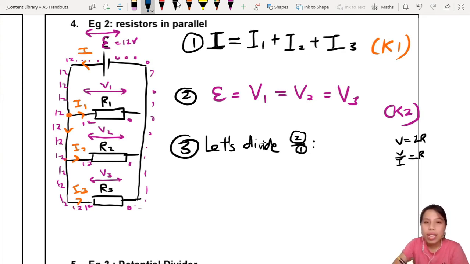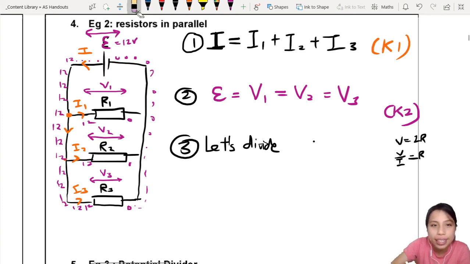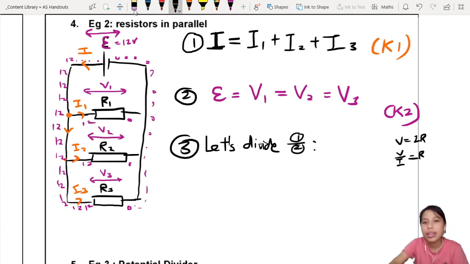So how to divide? You just say, every time there is E or V, it is the same thing. Actually, hang on a second. I noticed an error. Not 2 divided by 1. Wrong way. This is 1 divided by 2. Why 1 divided by 2? Because you want resistance, so V divided by I. Okay, you'll see why in the next second.